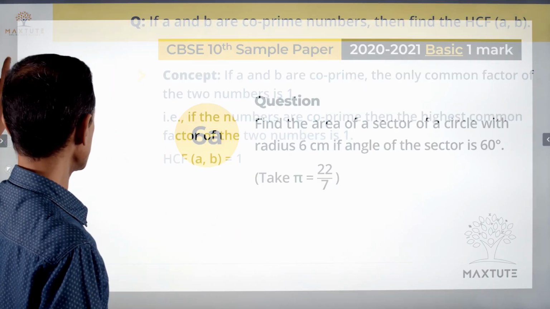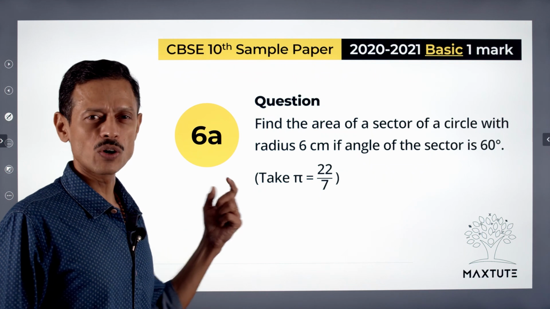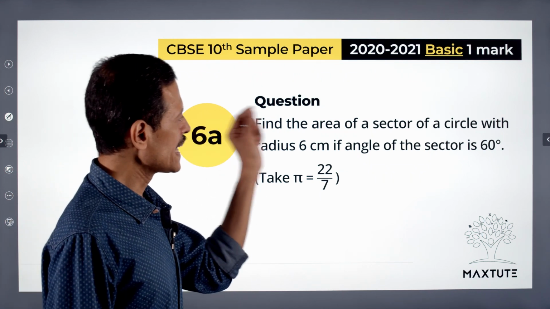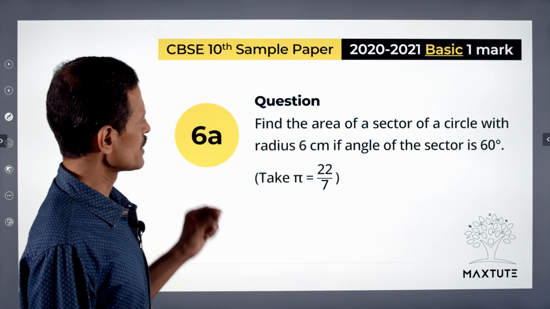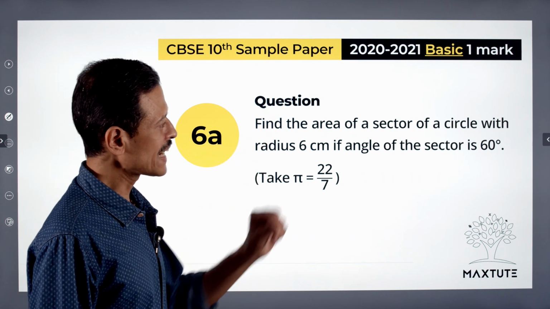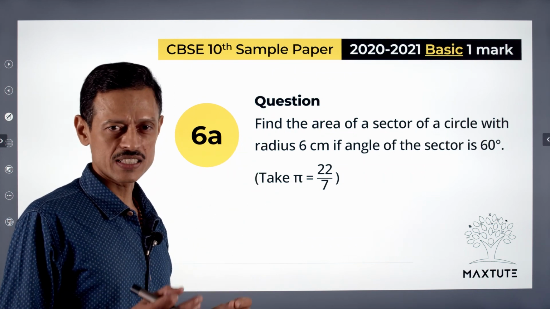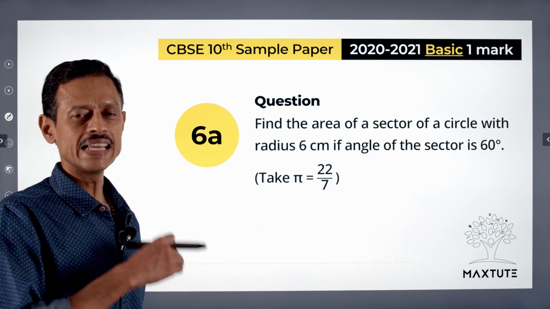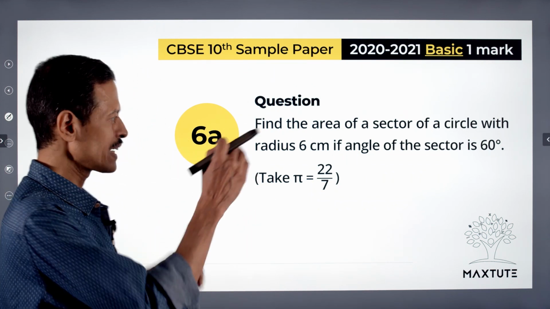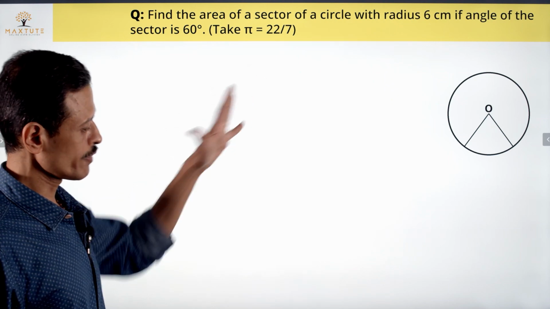Question 6 has got an internal choice. We are starting with the first one. We'll call it 6A. Find the area of a sector of a circle with radius 6 centimeters, if the angle of the sector is 60 degrees. Take pi to be equal to 22 by 7. This is from the chapter Areas Related to Circles. Let's quickly understand using a diagram what we mean by it.